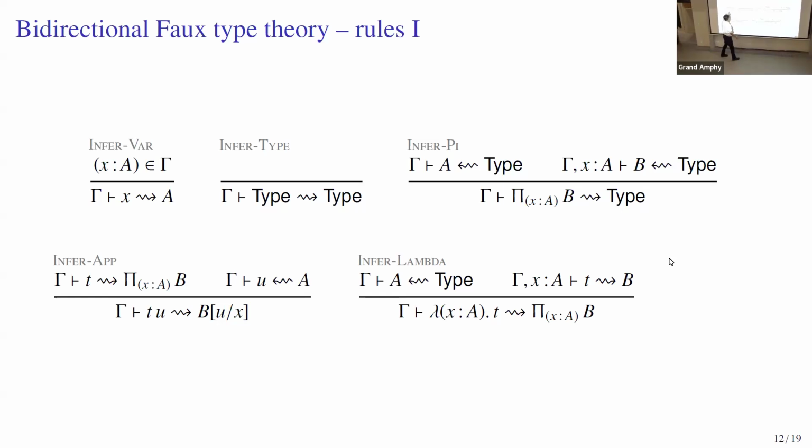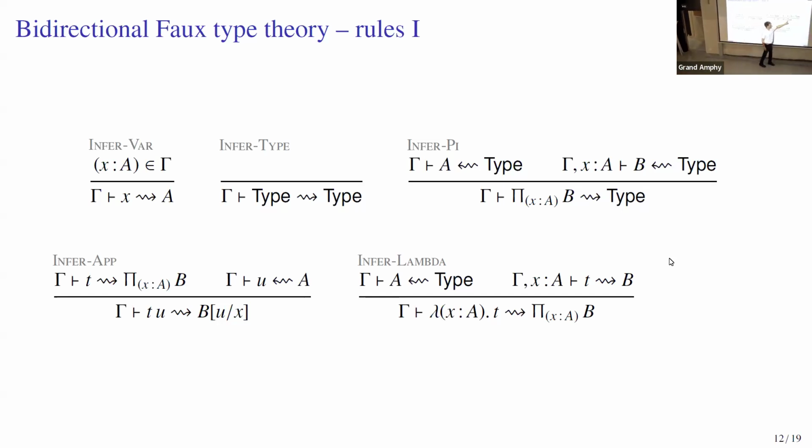Okay, so variables, we already know, so think of it this way. If the term knows what type it is, then it should be inferring. So yeah, find out what the type of X is. You just look it up in the context and then you output it. Okay, we know what the type is. We just say it's type.